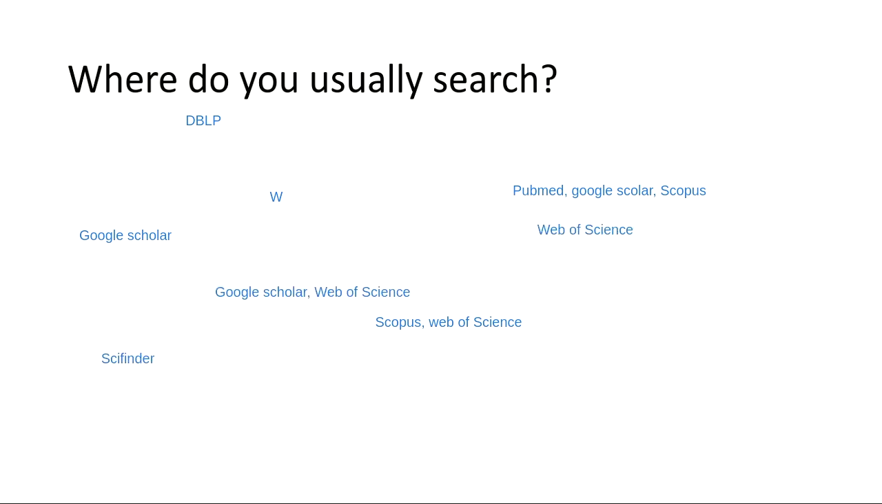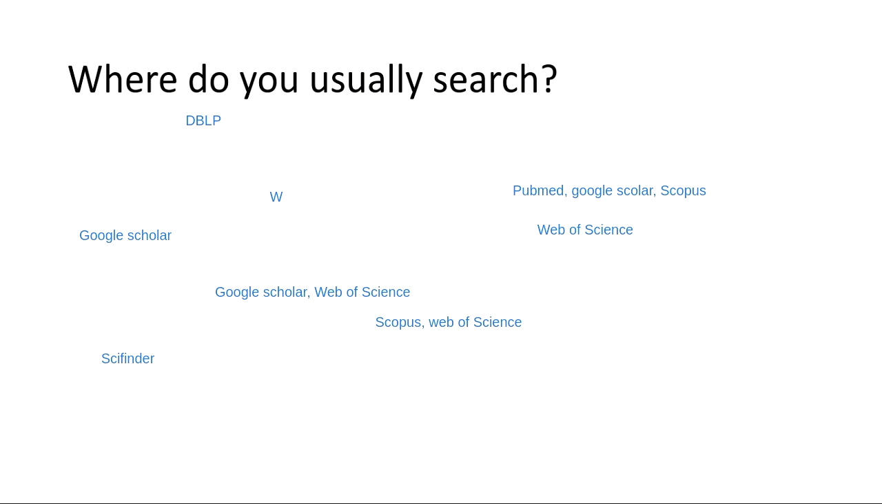So I can see a number of people are saying Google Scholar, PubMed, Web of Science, Scopus, and lots of SciFinder. DBPL, I haven't heard of that one, so I will put that in. If you want to write in the chat box what that is, that would be really, really useful.